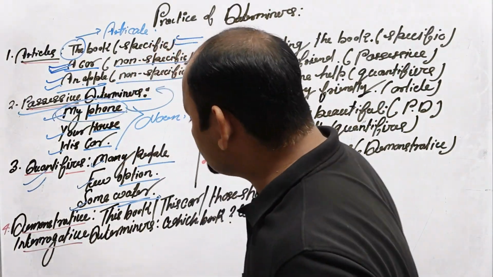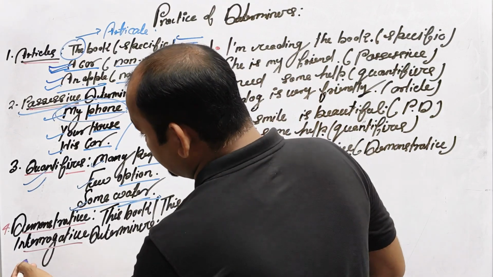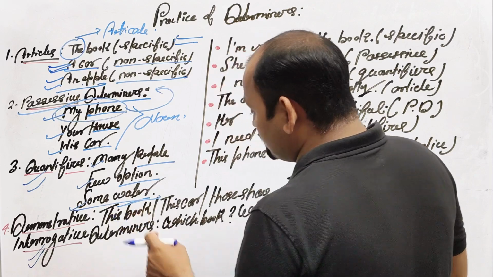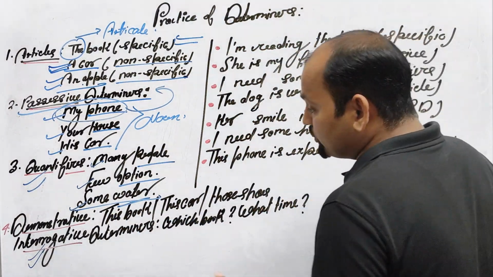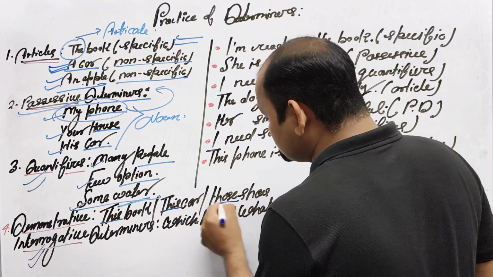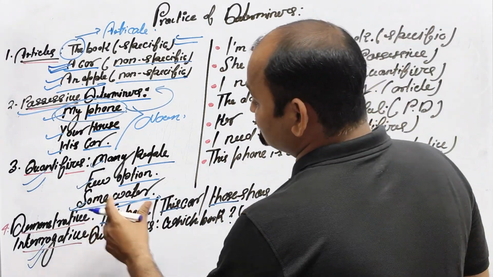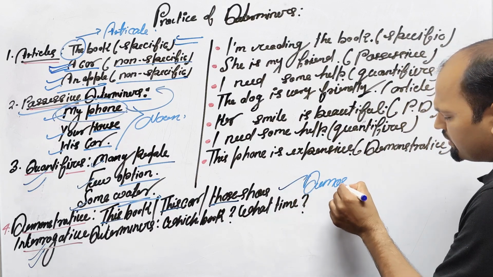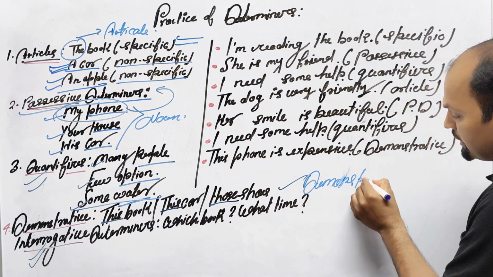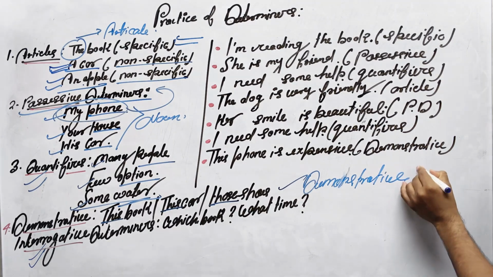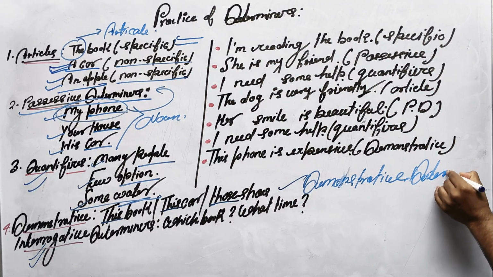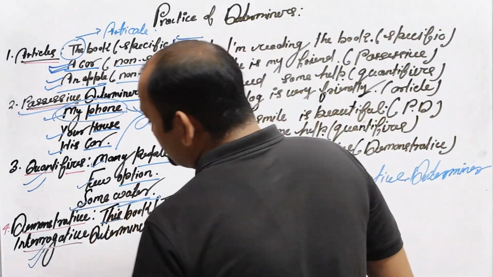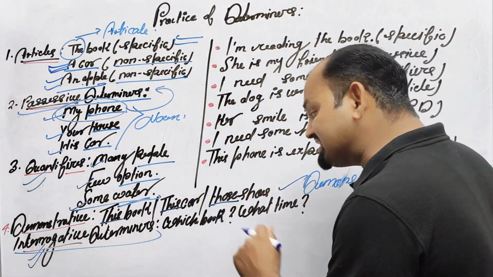Up next, there is the demonstrative determiner. Now look here: this book, this car, and those shoes. So in the sense of this, and in the sense of those, we can call it a demonstrative determiner. Very simple. Demonstrative determiner.